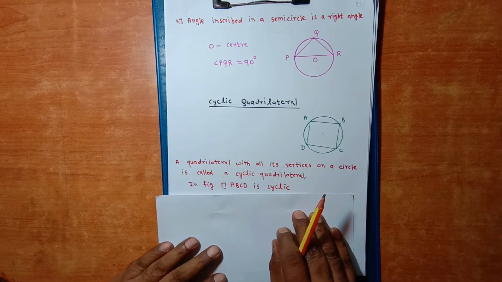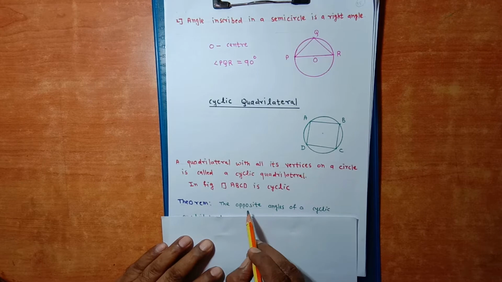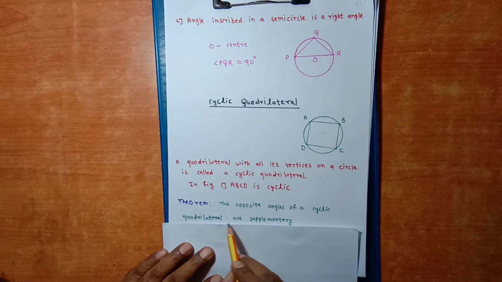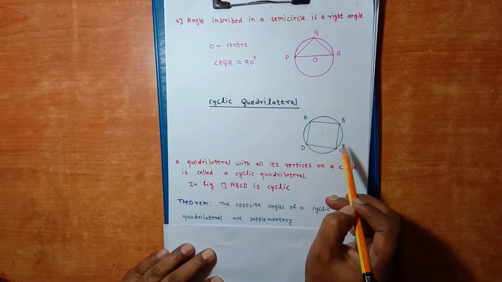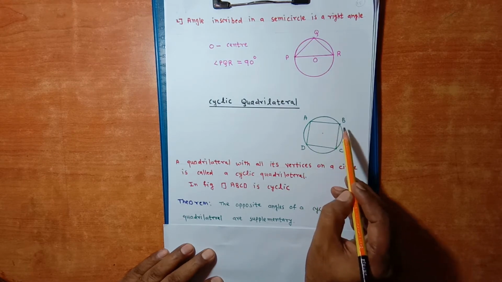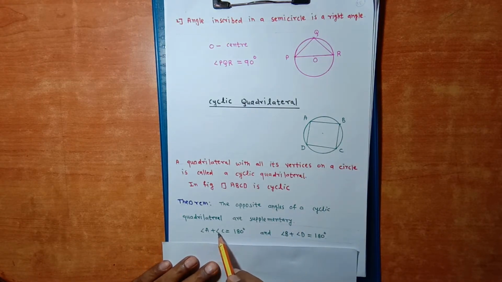Now we will study one theorem related to the cyclic quadrilateral. The theorem is: the opposite angles of a cyclic quadrilateral are supplementary. Here angle A and angle C are opposite angles, as well as angle B and angle D are opposite angles. So the measure of angle A plus the measure of angle C is 180 degrees. Similarly, the measure of angle B plus the measure of angle D is 180 degrees.